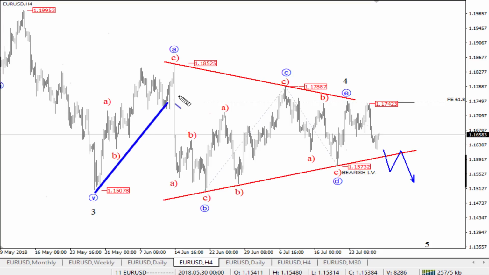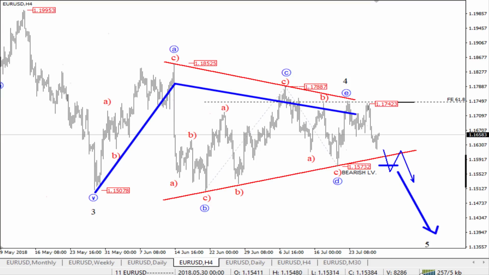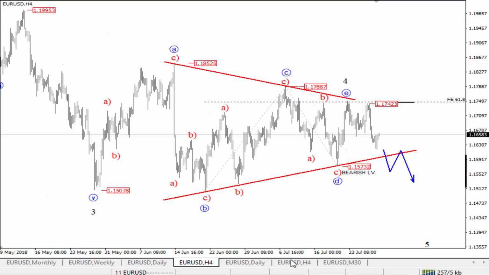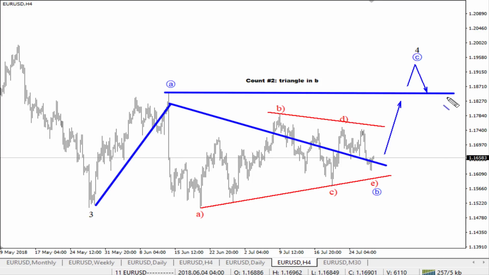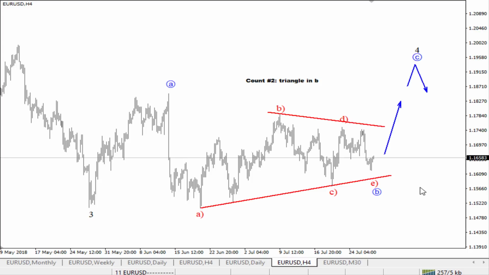So as I said, it's a possibility that this is a triangle in a wave 4, but you still need a break beneath this bearish level to confirm further weakness into wave 5. Okay, so this bearish level definitely has to be taken out. So as long as this level is holding as support here for wave D, there is a chance that we are dealing with a triangle in wave B. As I said, this is in the middle of a wave 4 corrective rally. So in such a case, a spike above this wave A swing high would be only temporary. So continuation to the downside would come with a delay, probably in the second part of August.